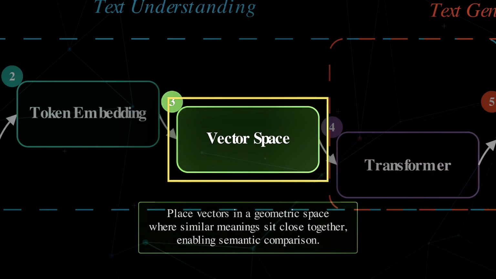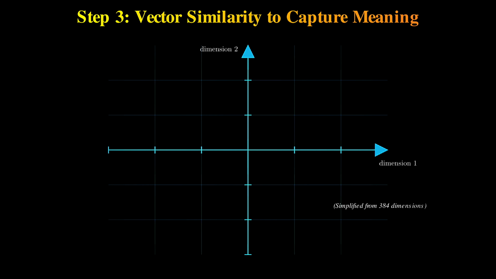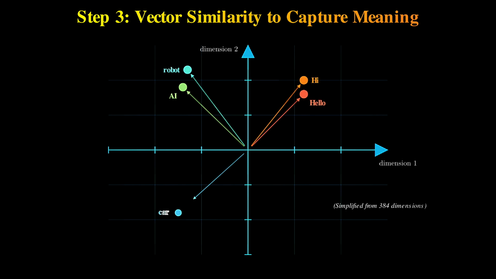These vectors don't just float in isolation. They live in a geometric space where words with similar meanings sit close together, enabling the model to compare and reason about them. Now let's see how the model captures meaning through the positions of these vectors. Here, we have a simplified 2D view. Remember, the real space has 384 dimensions. Let's plot some words. First, hello, and right nearby, hi. These two are greetings. They mean almost the same thing. Now, AI, and close to it, robot. Both are technology concepts. And way down here, car. An unrelated word far from the others.